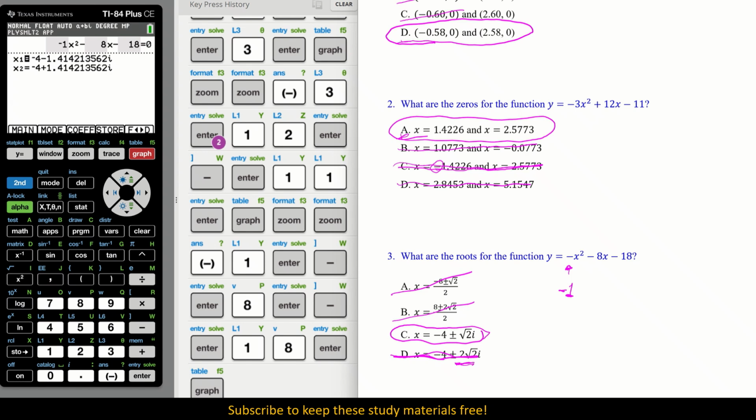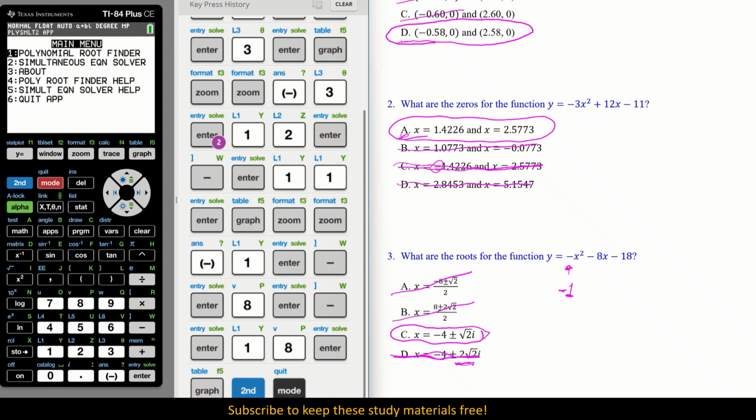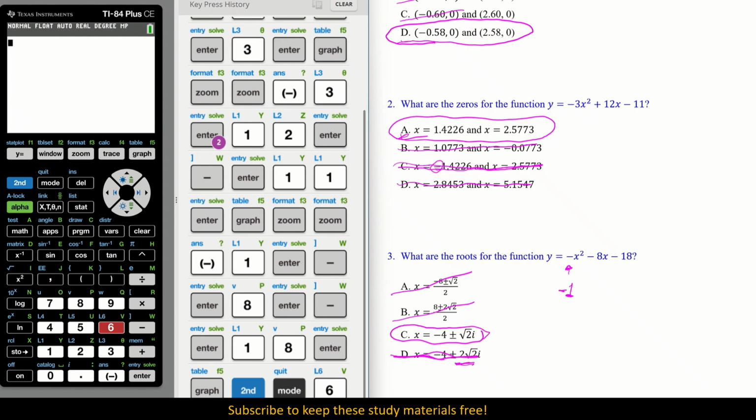Now, back out real quick. See how we have number 6? I use second mode and I go to number 6, it gets me there. So what do we need to do? We need to double check our square root of 2. I already know what it should be estimated as because I do this all the time, but you're going to take a test. You're going to be tired, stressed.